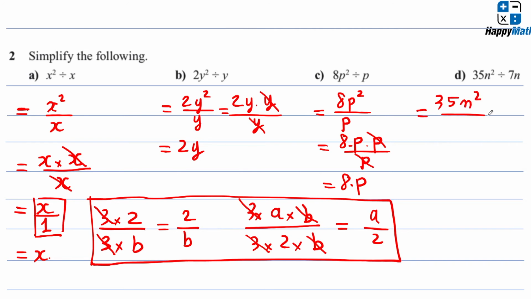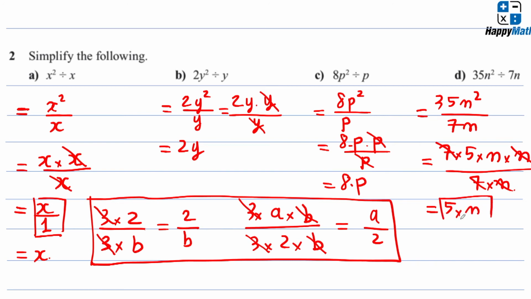How about 35n squared divided by 7n? Change form. 35 is 7 multiply 5, and n squared is n multiply n. Why? Because we have n squared in here. 7 multiply n is the denominator. The 7 we cancel, the n we cancel. So 5 multiply n is the final result for this simplifying. Okay, we finished this question.